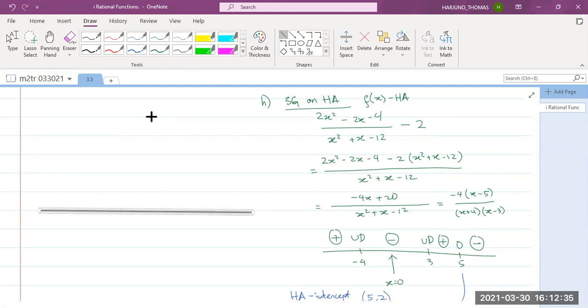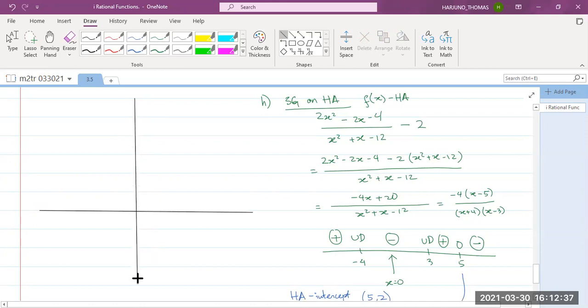Okay, so the following is the graph. We have a lot of things here though. Okay, we have vertical asymptotes at x equals -4 and x equals 3. We have a horizontal asymptote at y equals 2.